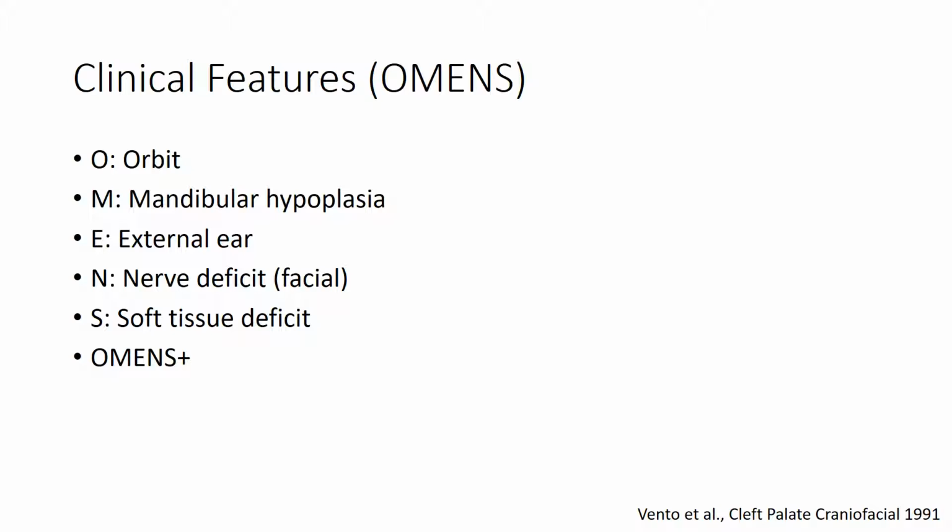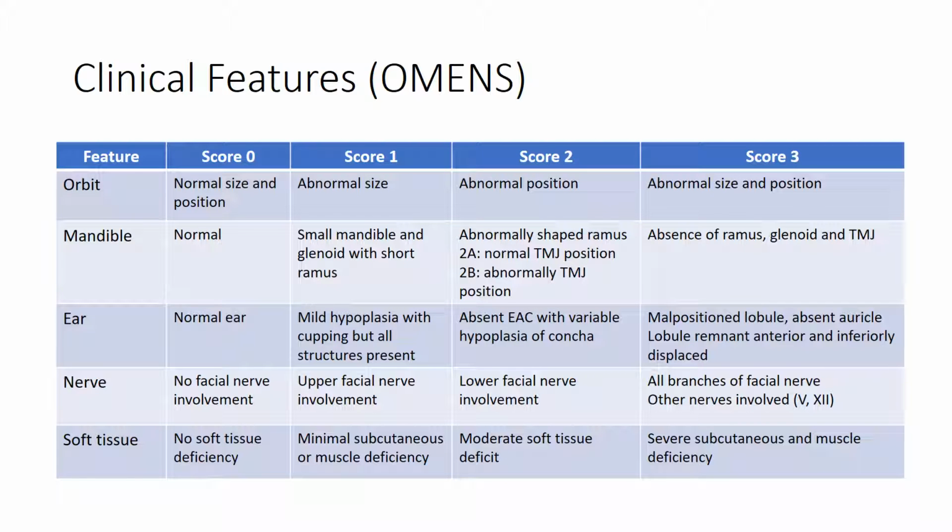And OMENS Plus hints to the fact that many times there are extracraniofacial abnormalities, and in fact, it has been shown that the more severe the facial deformities are, the more likely there are to be extracraniofacial abnormalities. So I know this is a big table, but the surgeons use this classification system to grade or score the severity of the deformity. And I do think it's actually helpful.